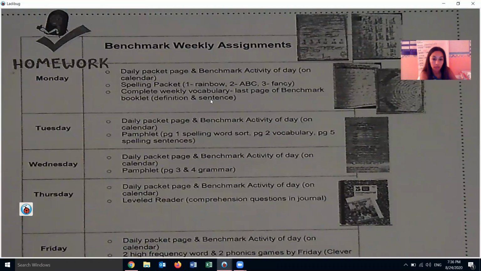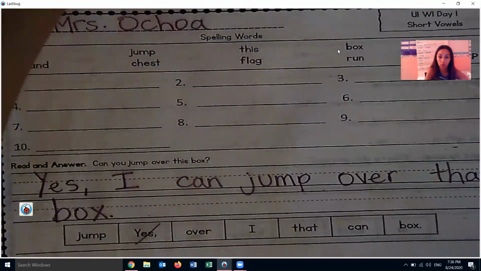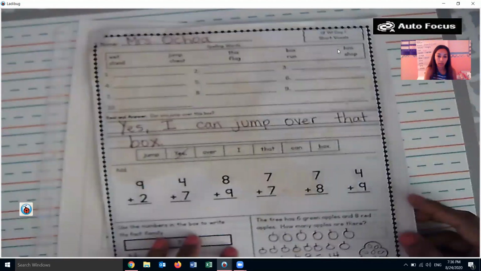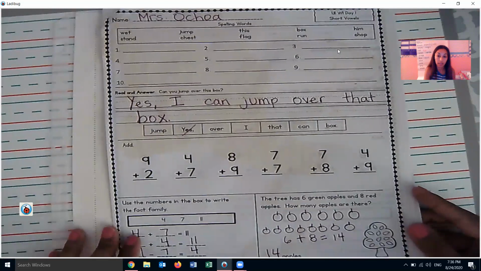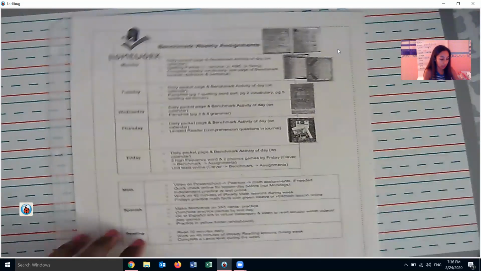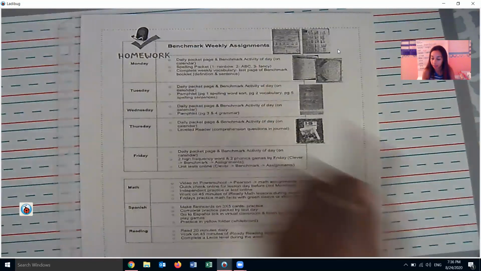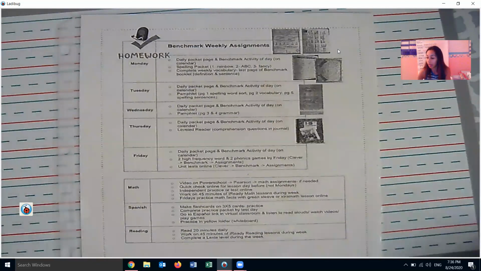These are the homework assignments to do with Benchmark, with Language Arts. The first is your daily packet and benchmark activity of the day on calendar. The pictures look a little bit blurry here, but the first is the daily packet, which looks like this, and we kind of started going over it today, where it has a little bit of language arts, spelling, math facts. So that's the daily packet. The next thing says the benchmark activity of the day. So that is from this calendar.